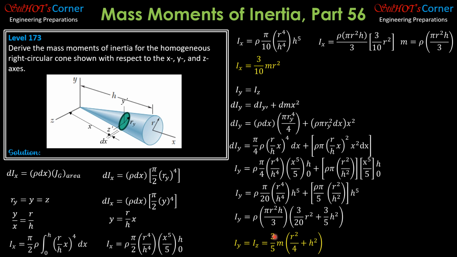Iy equals Iz equals 3/5 of the mass of the right circular cone times (r square over 4 plus h square). So I hope that you were able to follow the solutions and the principle here, especially in setting up the differential moment of inertia, mass moment of inertia, which is based on the principle of mass moment of inertia of a circular plate.